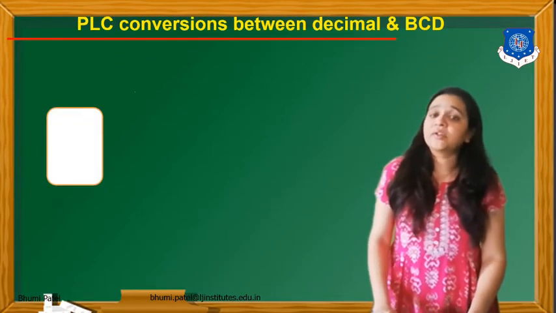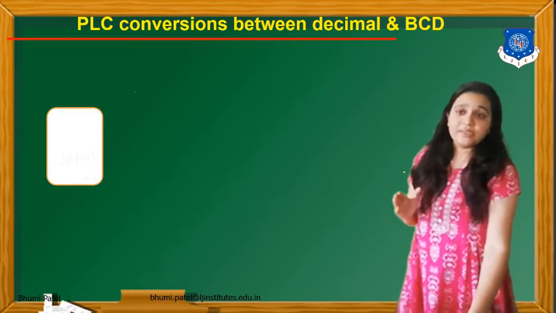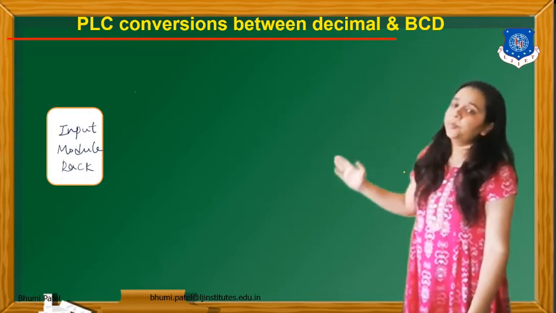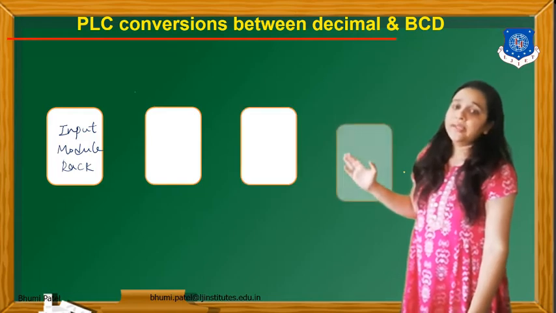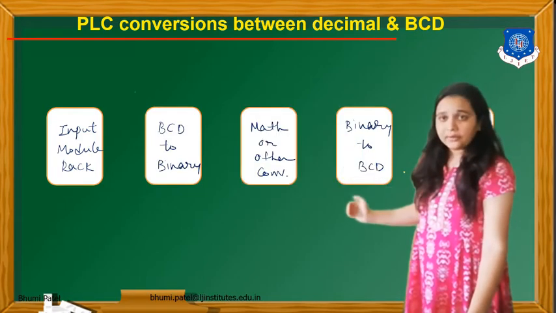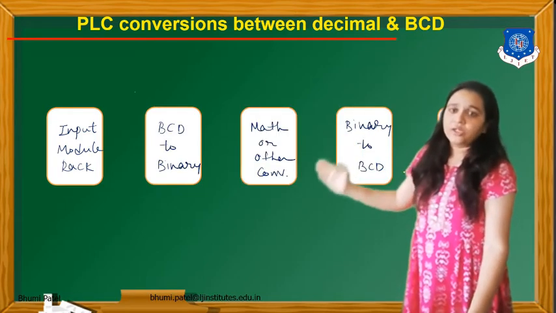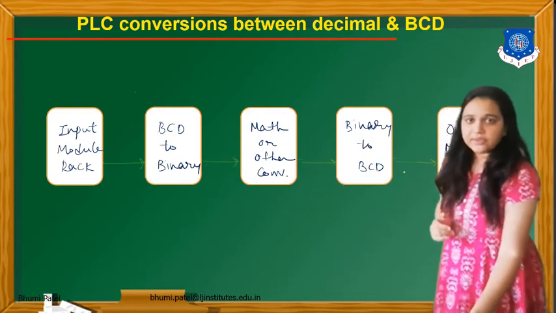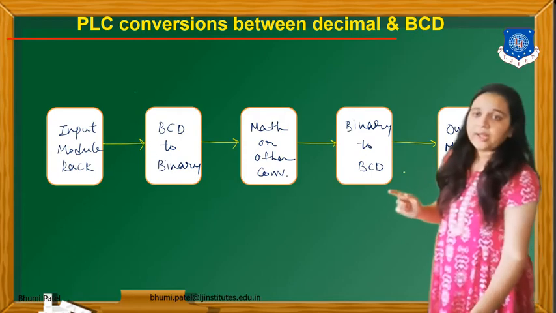Now, PLC conversion between decimal and BCD numbers. For that, this is the block format: input module, then BCD to binary, mathematical or other conversion as required, then binary to BCD, and the last one is the output module.